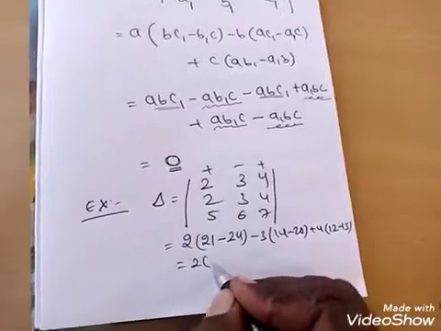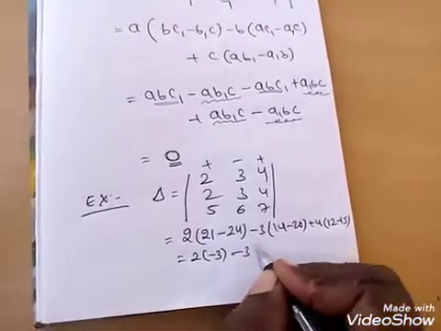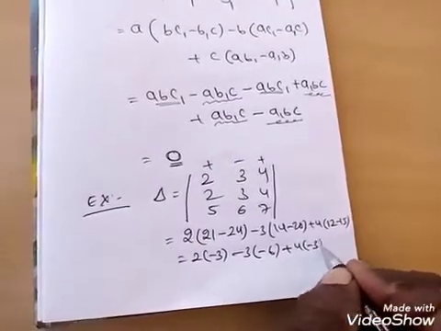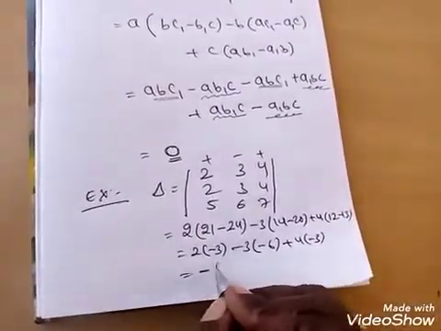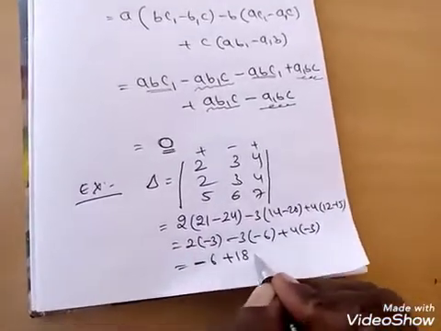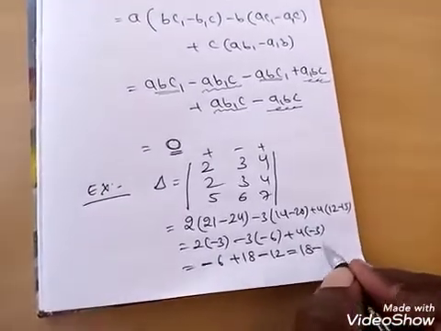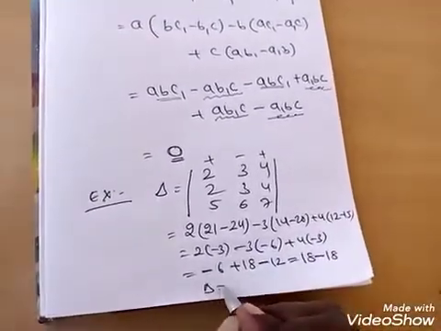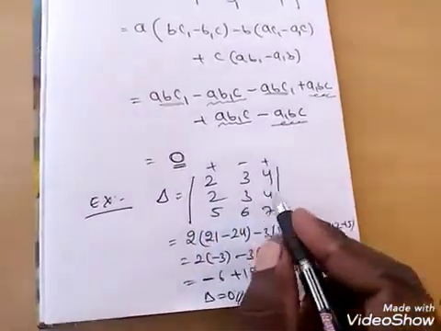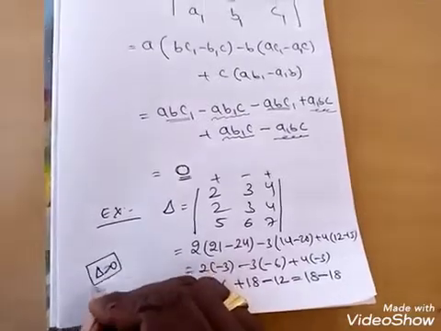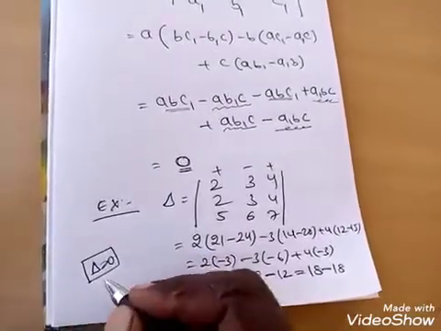Now what do you get? 2 into minus 3, minus 3 into minus 6, plus 4 into minus 3. Now what did you get? Minus 6 plus 18 minus 12. Minus 12 minus 6 plus 18 is equal to 0. That is, delta is equal to 0. That means here you can directly use delta is equal to 0 as two rows are identical. Now we'll move to property 4.